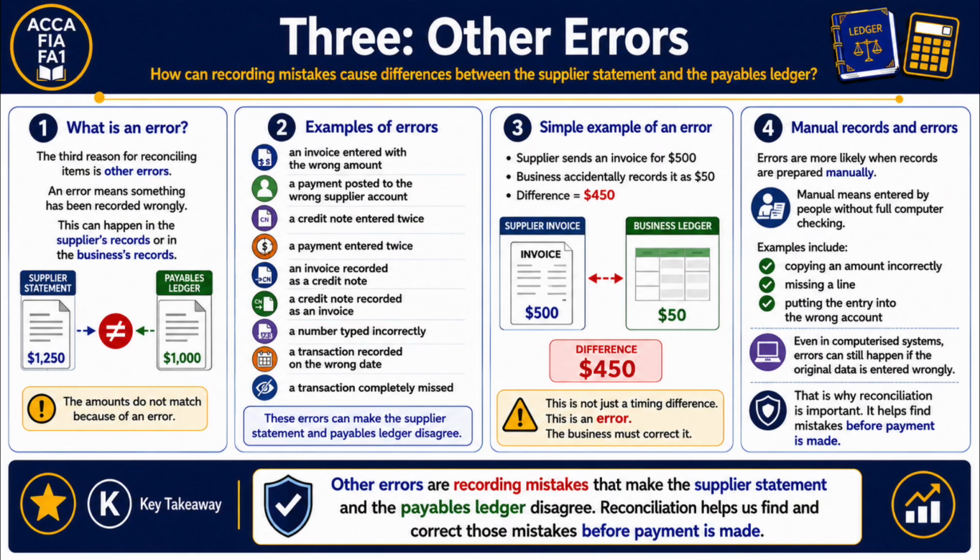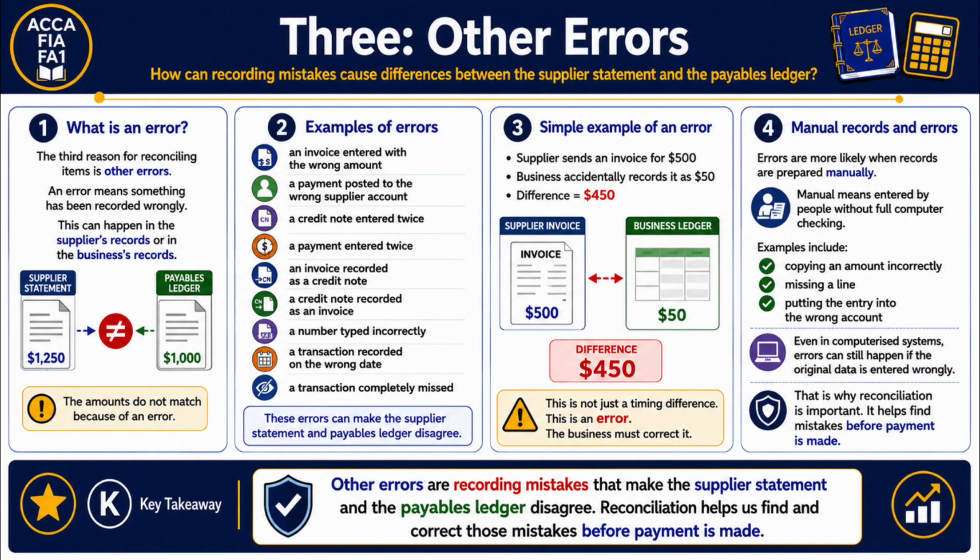Simple example of an error. Suppose the supplier sends an invoice for $500. The business accidentally records it as $50. Now, the business's records are lower by $450. The supplier statement will not agree with the business's payables ledger. This is not just a timing difference. This is an error. The business must correct it.